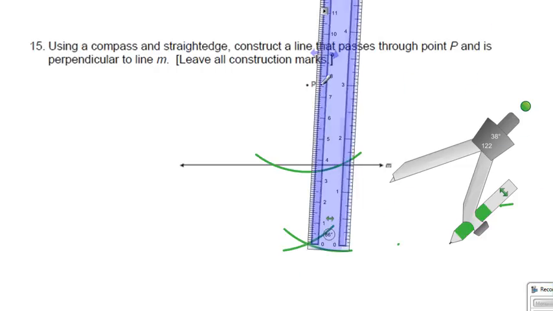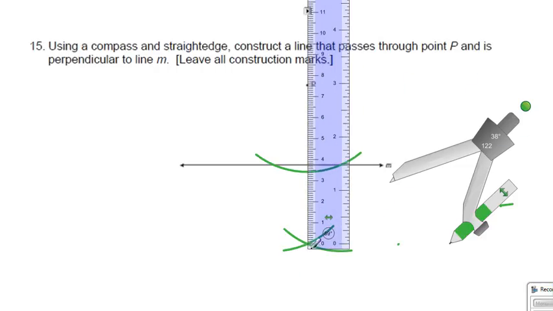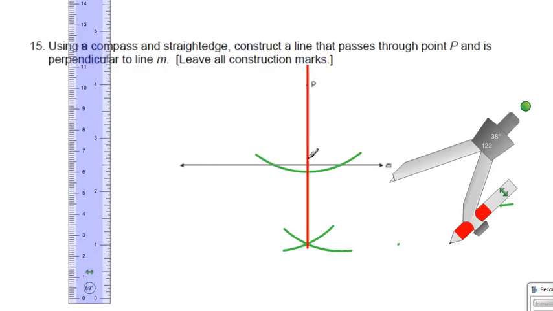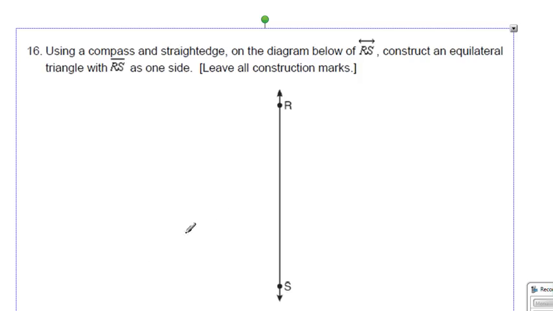Then when you connect the point P and the intersection, we get to realize that the red line that we have drawn must be perpendicular and go through point P. All right, let us move on to the next question, number 16.